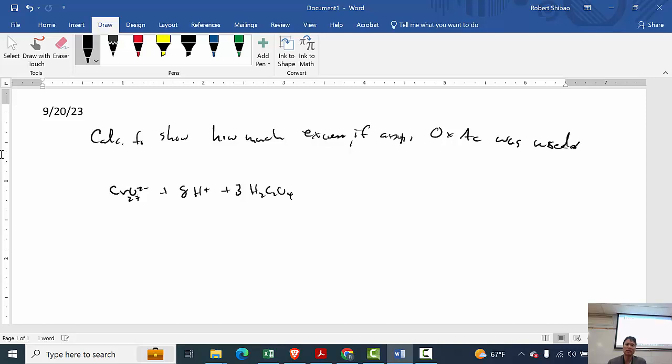Actually this H plus, where was this from? Did we add acid to this? No other acid, so this has to also come from the oxalic acid. All right, anything else? Okay, and this is going to yield what? 6 CO2 plus what? 2 chromium 3 plus, plus 7 water.